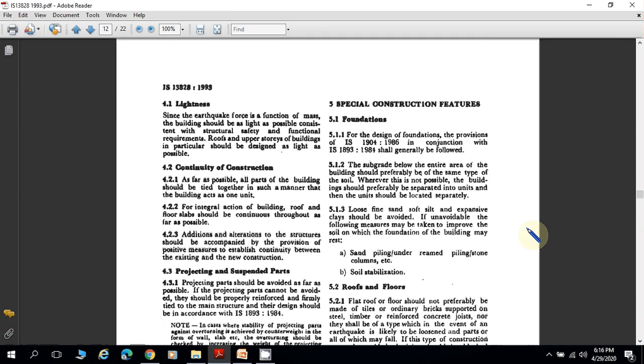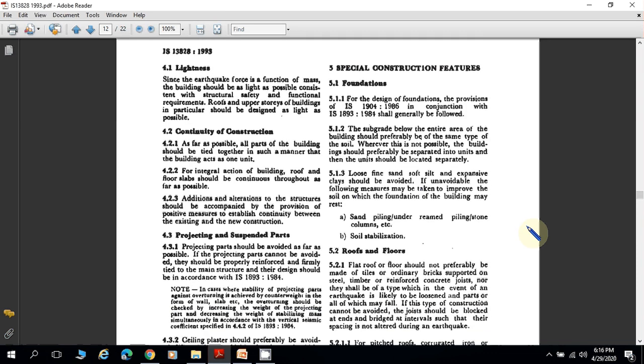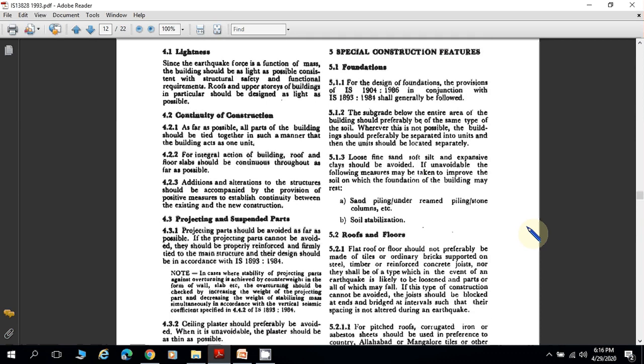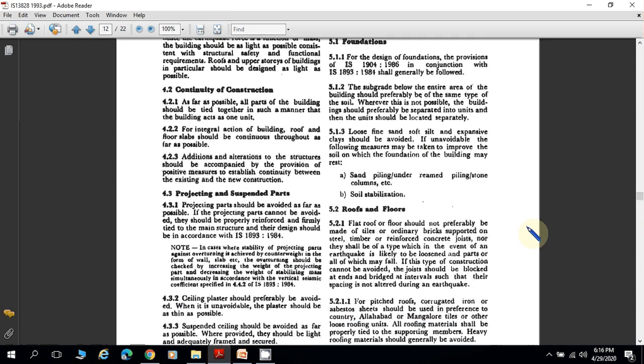Then the special consideration features, in which the foundations of the building should not be laid on loose soil, loose fine sand soil, or expansive clay, which should be avoided. Such conditions should be kept in mind while going for the construction of masonry buildings.